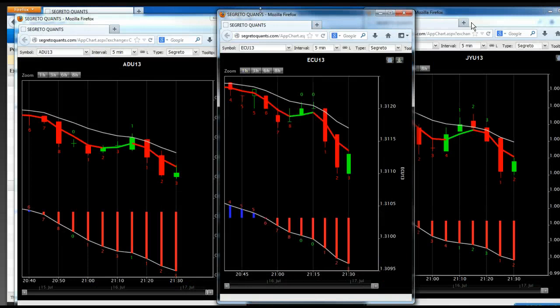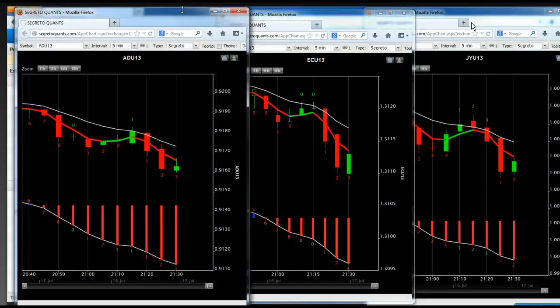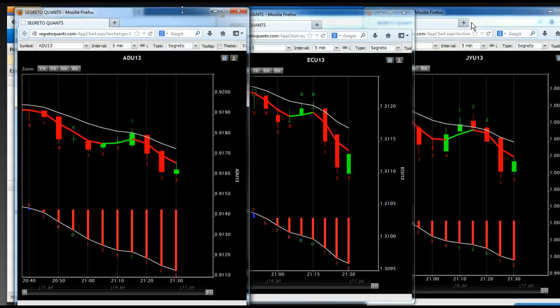So as my dad would say, in his finest West Texas accent, look there. We have the Aussie dollar, the euro, and the Japanese yen, all on 5-minute charts, all doing similar things.